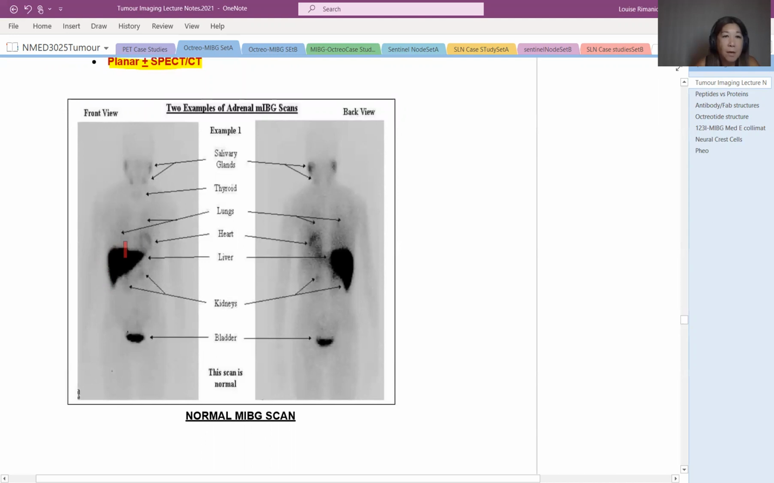So you can see lots of uptake in the liver, right? And then we've got some kidney, we've got some bladder, we've got salivary glands, we've got a little bit of thyroid, which means that maybe they weren't blocked as well as we would like. You can see a little bit of faint uptake in the lungs. The uptake in the heart is variable. You know, we don't really see the skeleton, right? You can faintly make out where the bones are, but this should not look like a bone scan, okay?